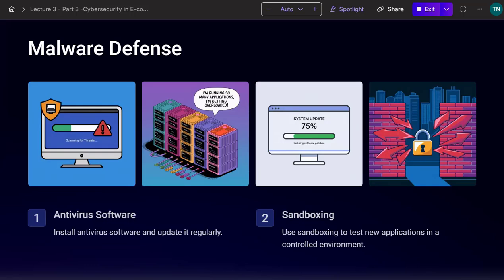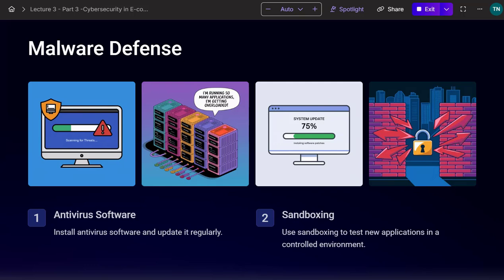For malware defense, antivirus software is a critical first line of defense against malware. So we use antivirus software first. Make sure to install a reputable antivirus program and keep it updated to protect against the latest threats.